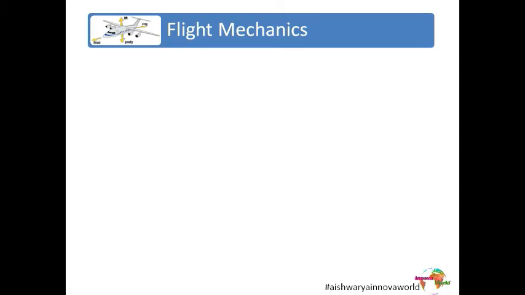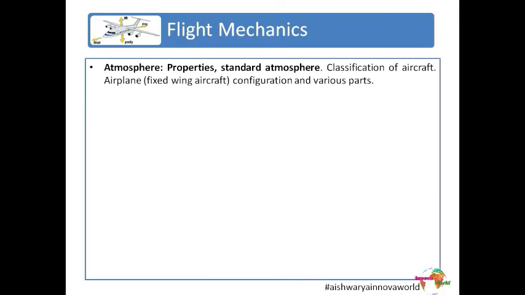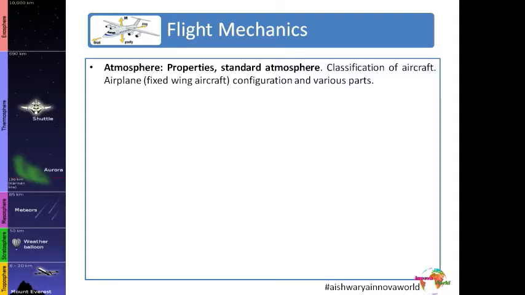Now next comes flight mechanics. Around 30% of the questions come from flight mechanics. Let's focus on the syllabus. Here, first comes the atmosphere. In the atmosphere, you have to study the properties of the atmosphere, and then the layers of the atmosphere. It goes from the troposphere, stratosphere, and so on. So what are the limits of the heights, you have to study that.